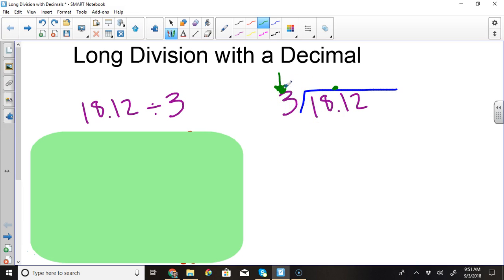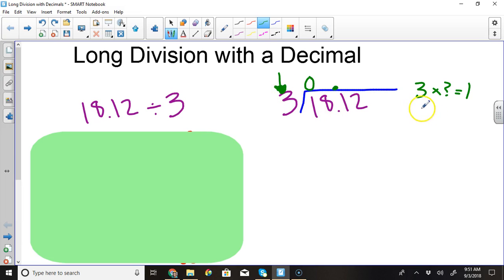So 3 times what is 1? There is no number that we can multiply by 3, so we could put a 0 here. And we're going to erase that later, and I'll show you why. But for now, there's nothing we can multiply by 3 to get 1, so we're going to put a 0 there. Then we're going to expand that to look at the 18.